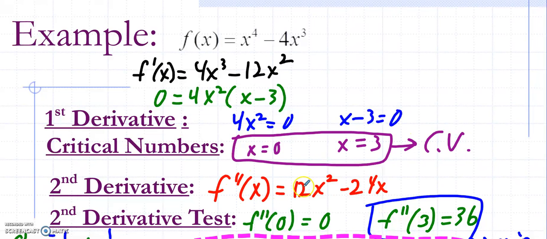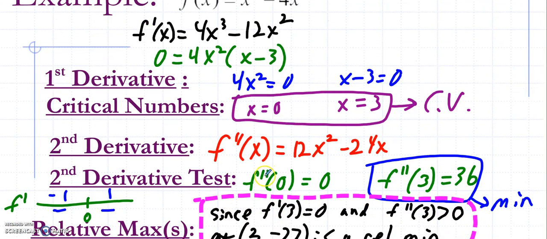Find the second derivative. F double prime of x is 12x squared minus 24x. Great. Try our second derivative test. F double prime of 0 equals 0. Failed test, not failed life, though. Just that test. F double prime of 3 equals 36. That is good. That tells me, since this is positive, at 3 has to be a relative minimum.